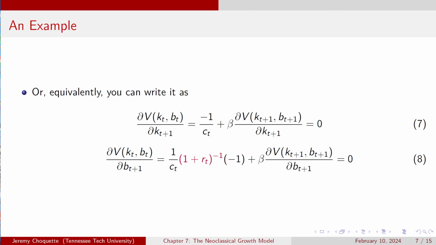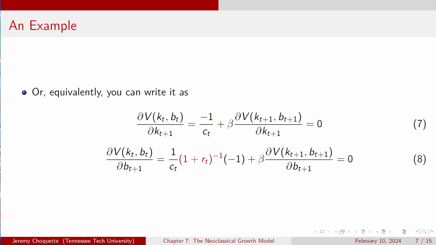Now, equivalently, we could just write this as, say, equation 7 and equation 8. So it's negative 1 over ct plus beta times partial v of kt plus 1 and bt plus 1 with respect to kt plus 1 for capital. And for bonds, it's 1 over ct times (1 plus the real interest rate) to the negative 1, times negative 1, plus beta times partial v of kt plus 1 and bt plus 1 with respect to bt plus 1. These guys are set equal to 0.